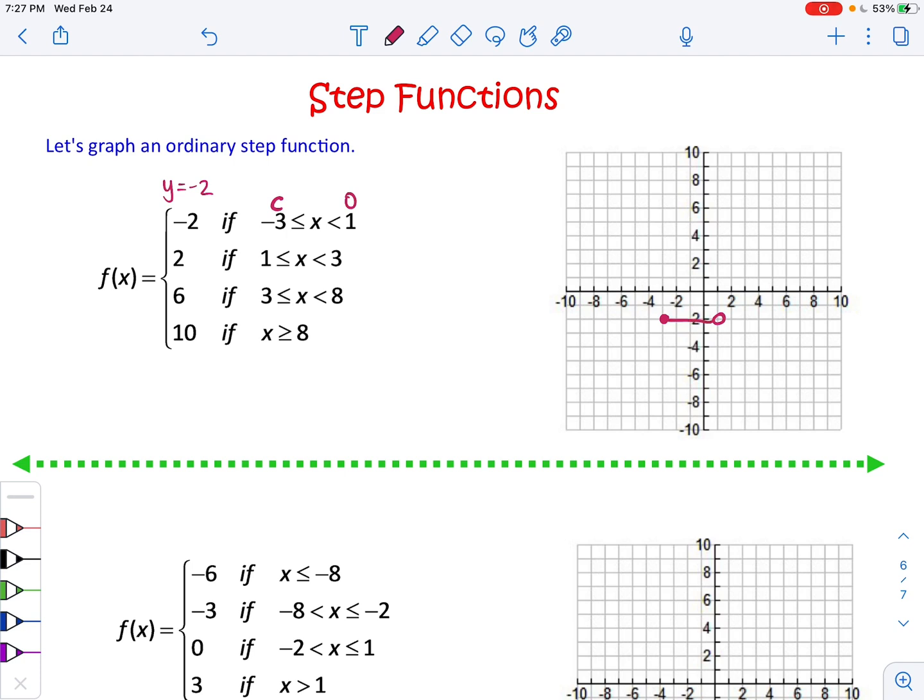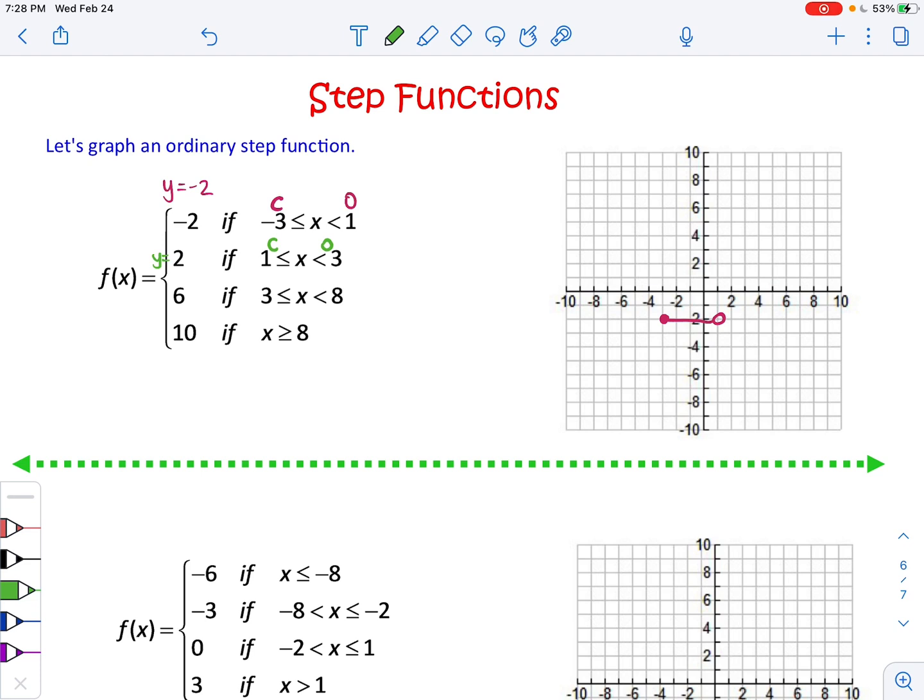Then I'm going to repeat for the next line of this step function. So here I've got y equals 2, if 1 is less than or equal to x is less than 3. The first part, 1 is less than or equal to x, means that at 1 I have a closed circle because x is allowed to equal 1. On the other side, it says x is less than 3. That means it's going to be an open circle at 3 because x is not allowed to equal 3.